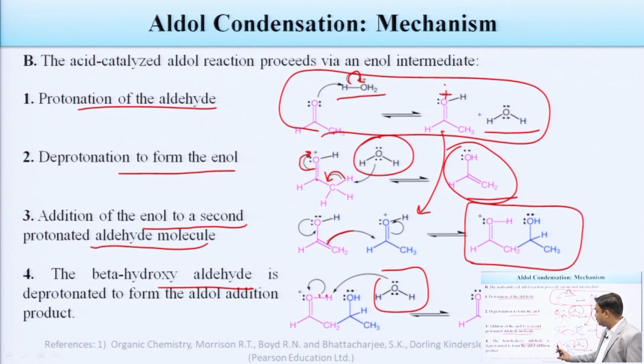After giving its electron toward the positively charged oxygen, this oxygen becomes neutral, and this hydrogen moves toward the water molecule, and we are getting H3O plus, meaning acid. Okay. So, this reaction mechanism starts with the acid, ends with the acid, and we are getting the aldol product at the end of the reaction.